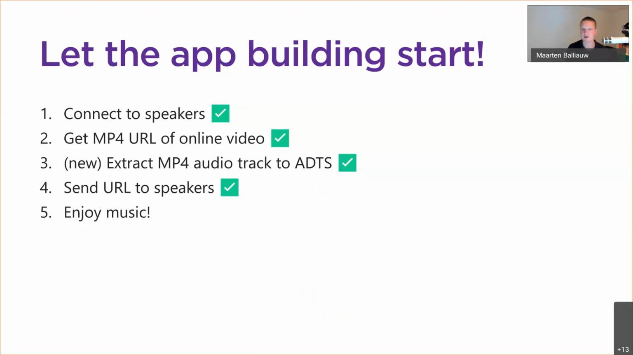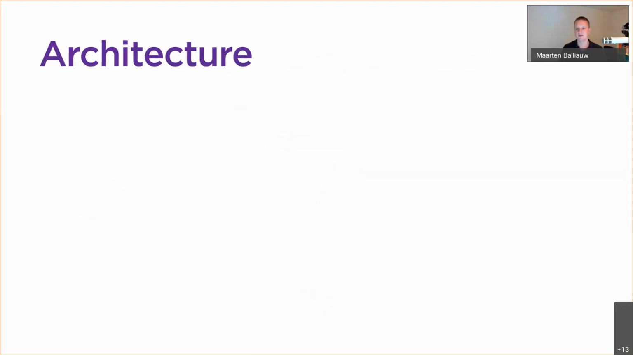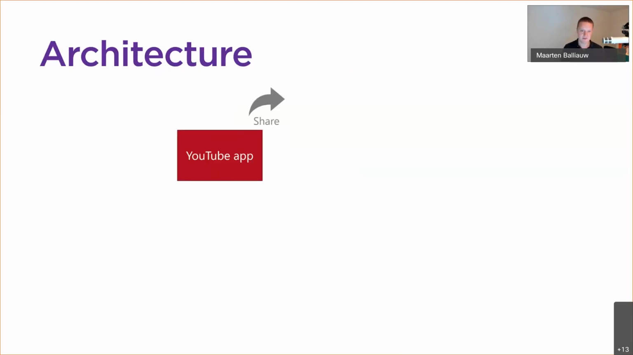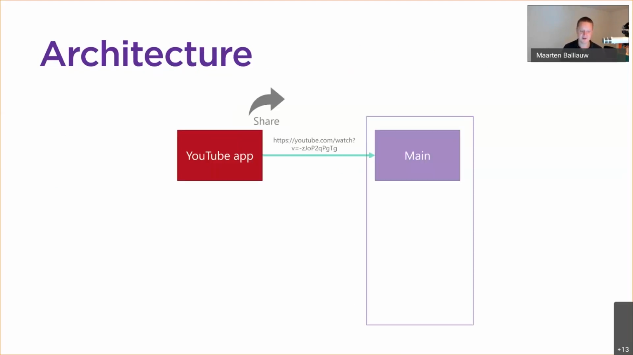So I started thinking about the architecture of the application, what it should look like and what it should be doing. So essentially what I wanted is that you could open up the YouTube app on your phone, tap the share button, and then send off the URL to the main method in my application, and get that there.